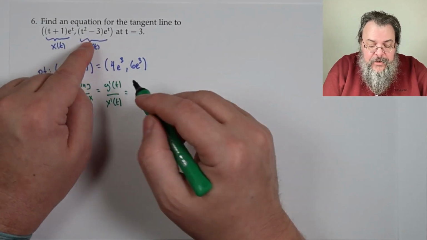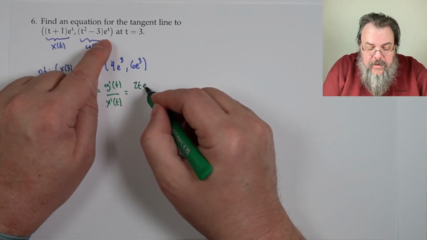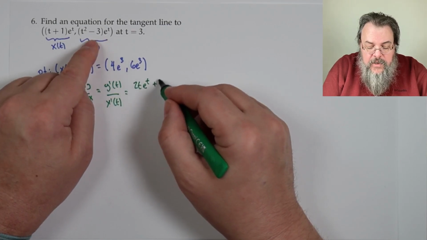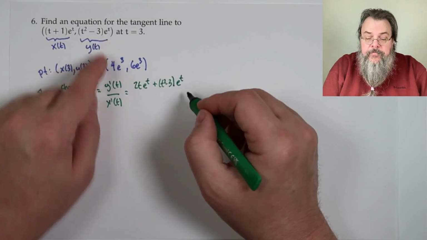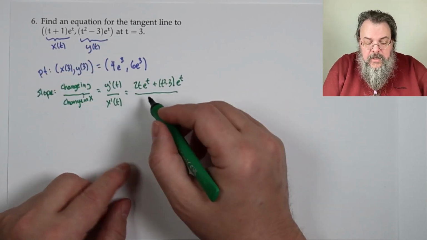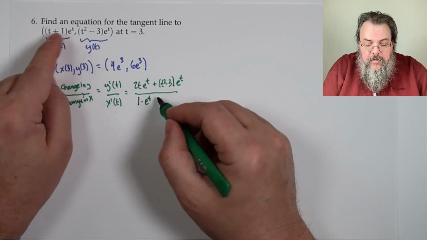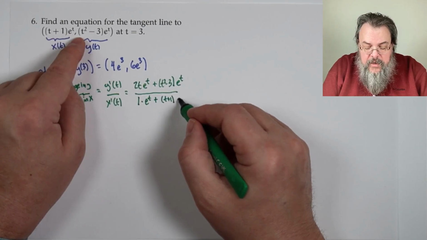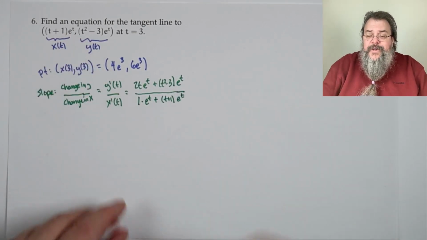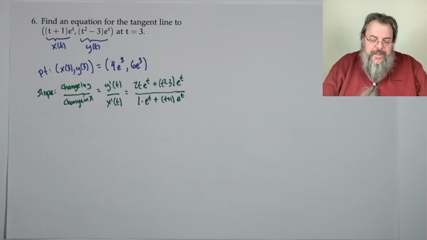Product rule. Derivative of the first will be 2t times the second, e to the t, plus the first, t squared minus 3, times the derivative of the second, e to the t. Downstairs, we're going to take the derivative of the first, 1, times the second, e to the t, plus the first, t plus 1, times the derivative of the second, e to the t.